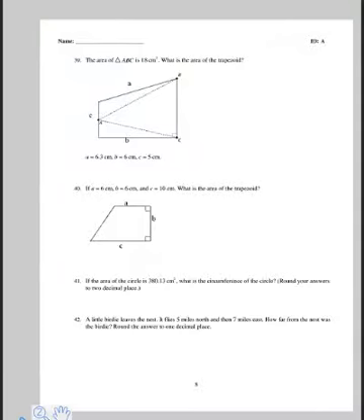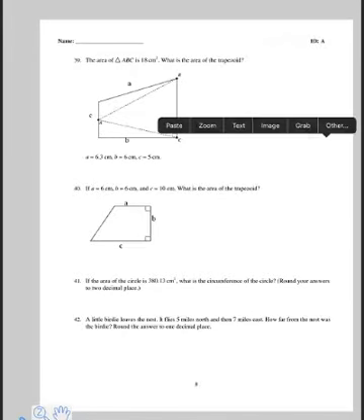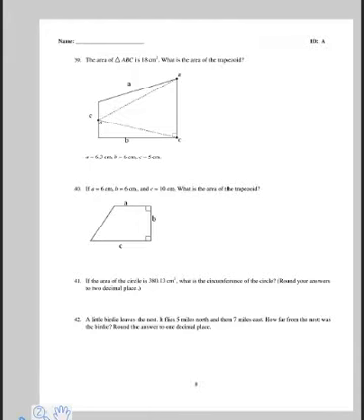Okay. The area of a trapezoid, we have to know the length of the two bases. So here's a base here. That's 5 centimeters. We're supposed to know this length, which we don't know. And then we need to know the height. And that's 6 centimeters.